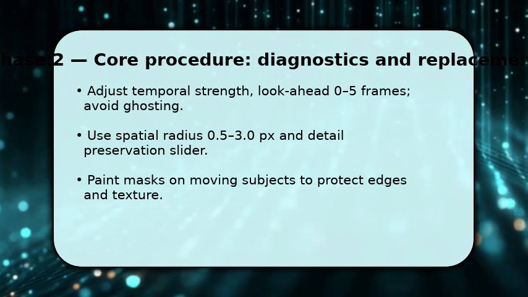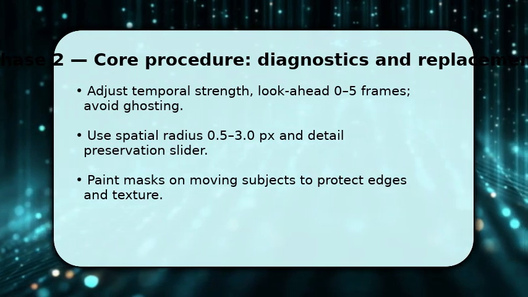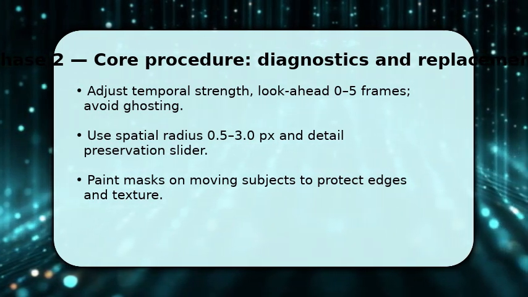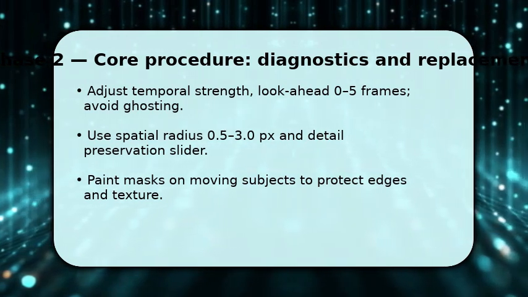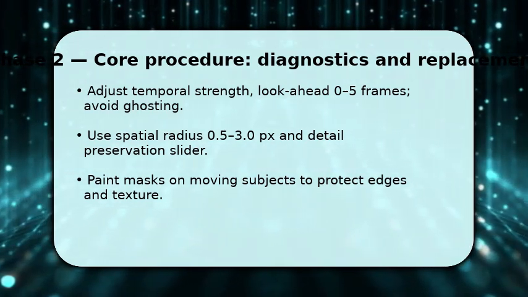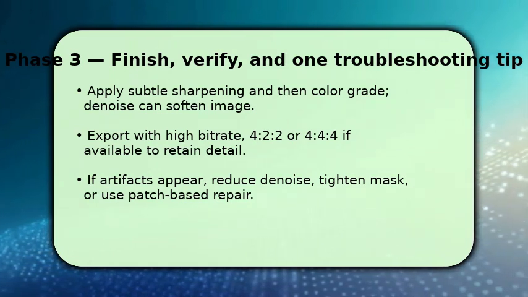Make small changes, render short previews, and compare before/after to judge trade-offs between noise reduction and sharpness. You wrap up by adding a gentle sharpening pass and then perform color correction. Denoising often softens contrast and microdetail, so sharpening restores perceived crispness.